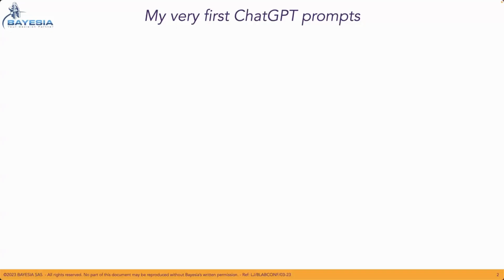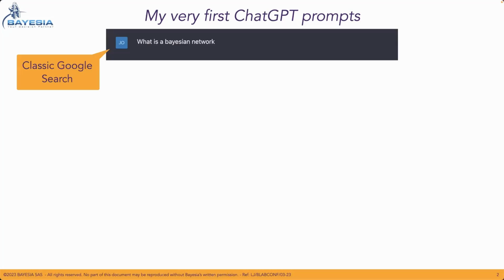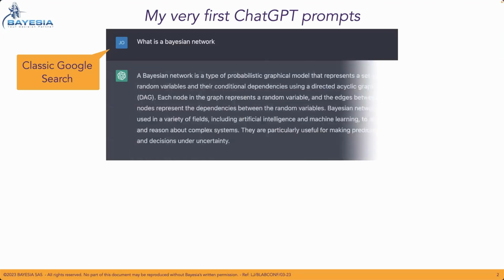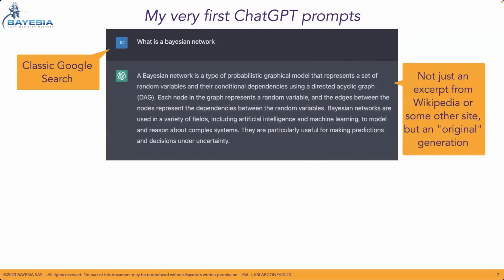Just when I was preparing this presentation, I thought about my very first prompt when I used ChatGPT last year. And it was very surprising, as you can see, a question like, what is a Bayesian network? So it was still a very classical Google style search, right? And when I received this answer, I was really impressed because it's very nicely written.